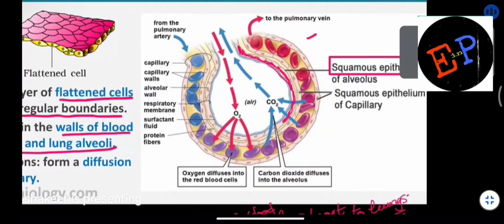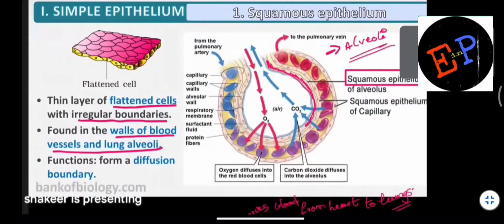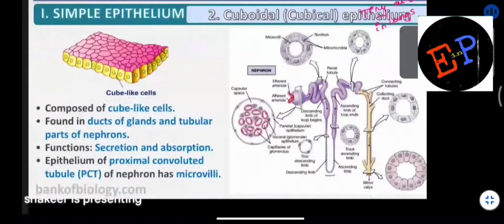And this total figure is an alveolus, or in plural, alveoli. So the inner layer of the alveolus is also made up of squamous epithelium, a single layer of simple tissue. Understood? That's it. Then we study cuboidal epithelium.